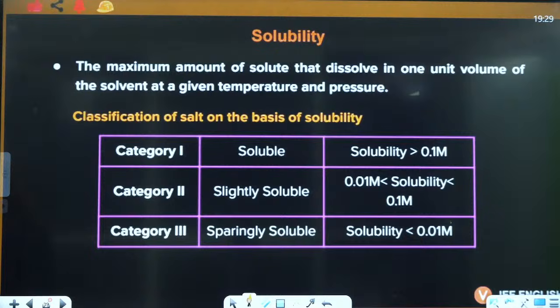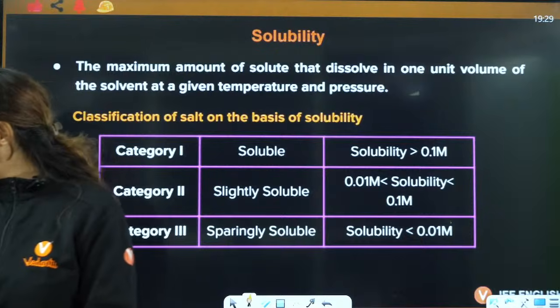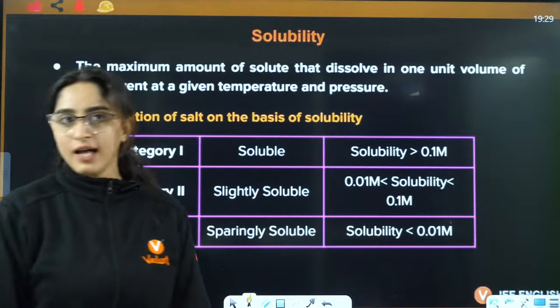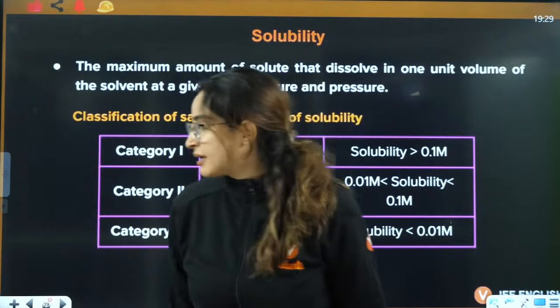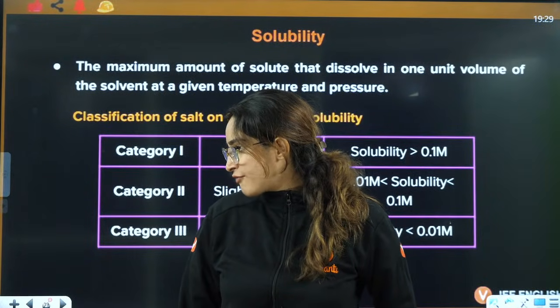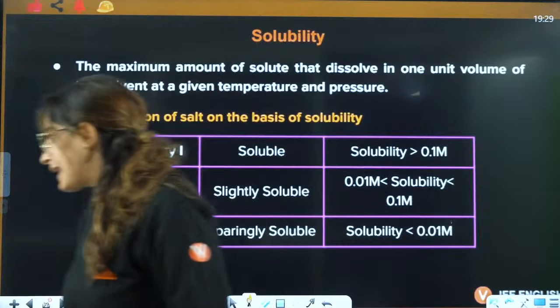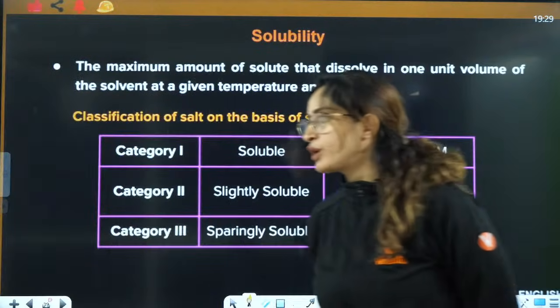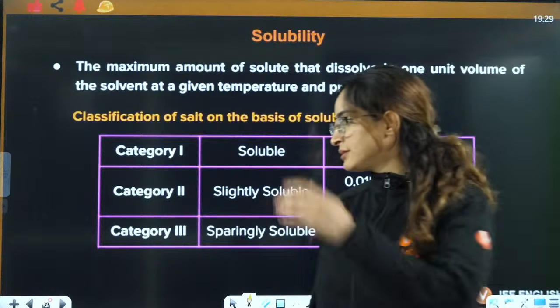Let's start with solubility, everybody. Are you guys awake or are you sleeping in the class? I'm asking you something. Shall we start solubility? Utsav, Vaibhav, then Vandana. Yes, only Utsav is awake. What about others? What about other students here?